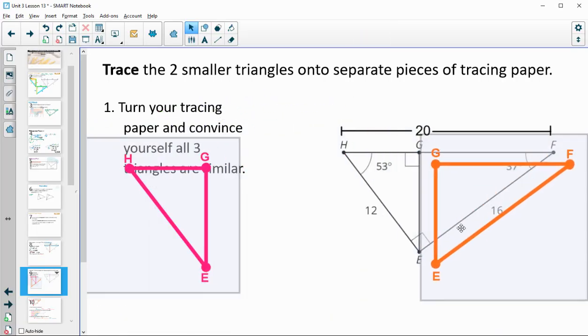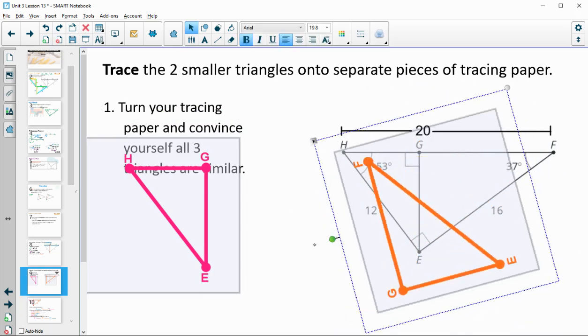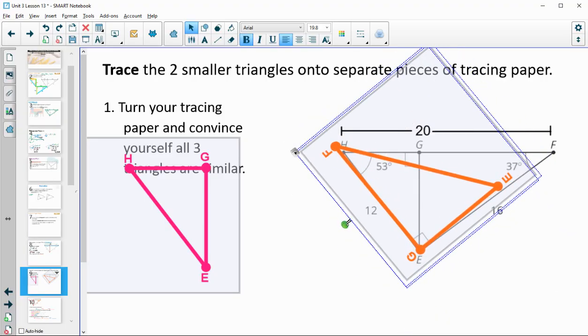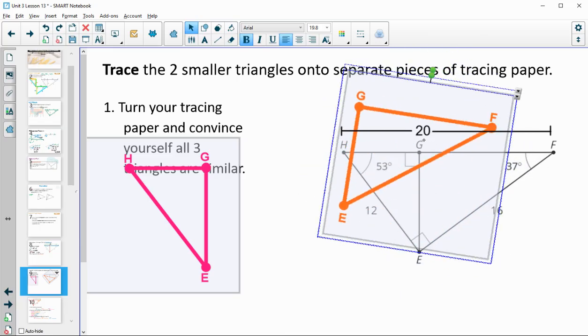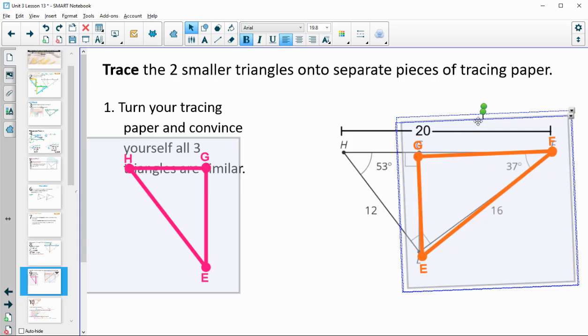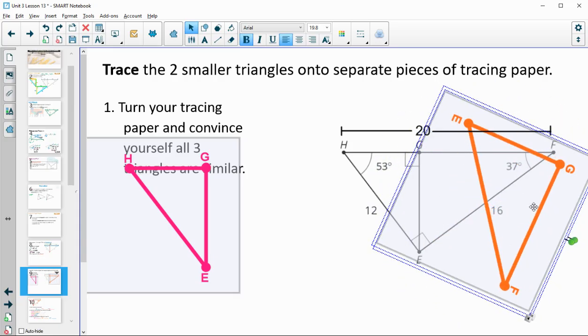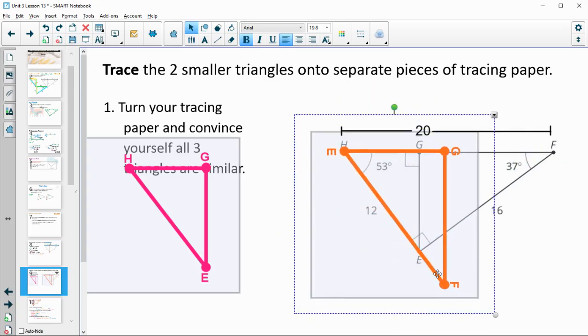And then we can do the same with this orange triangle, matching it up to the larger triangle's angles to show that the angles are the same. So we've got this one being the same. F is shared in both triangles, so it's certainly the same. And then we can show that E and H are the same size here. And so we see that these triangles, all three triangles, are certainly similar. So just convincing ourselves of that.